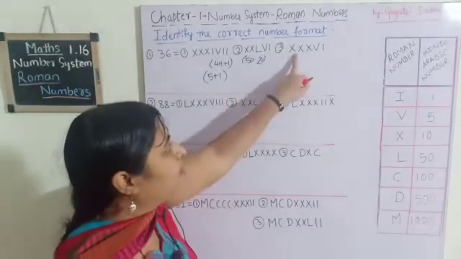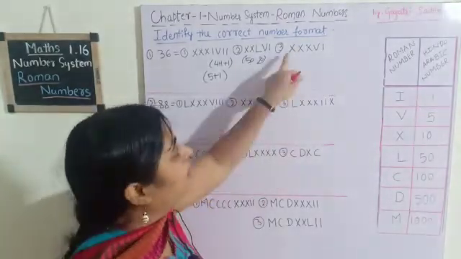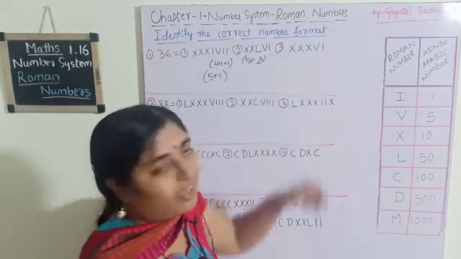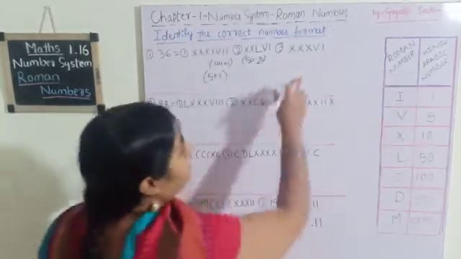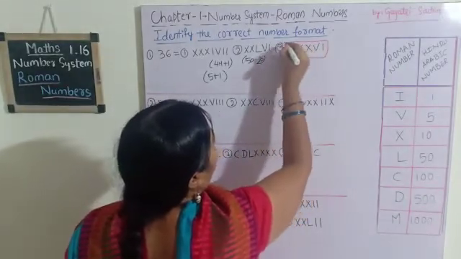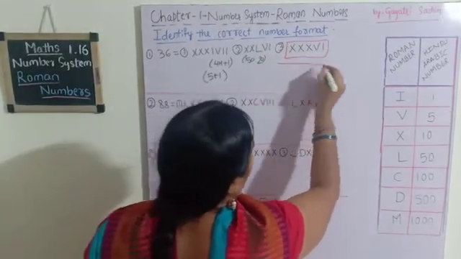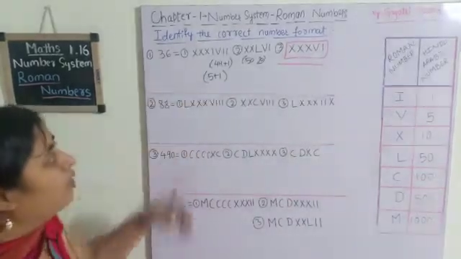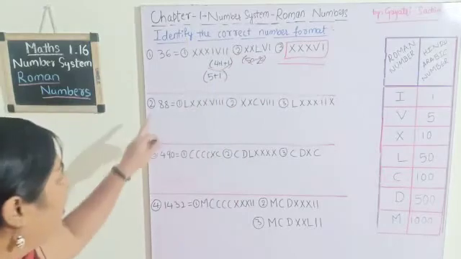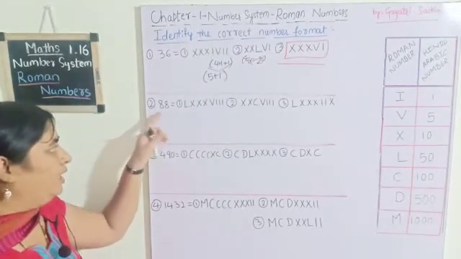Coming to the third option, we will see X, which means 30 plus 5 plus 1, that is 36. Which is the correct format according to the rules? The third one is the correct format according to the rules. These two are wrong.